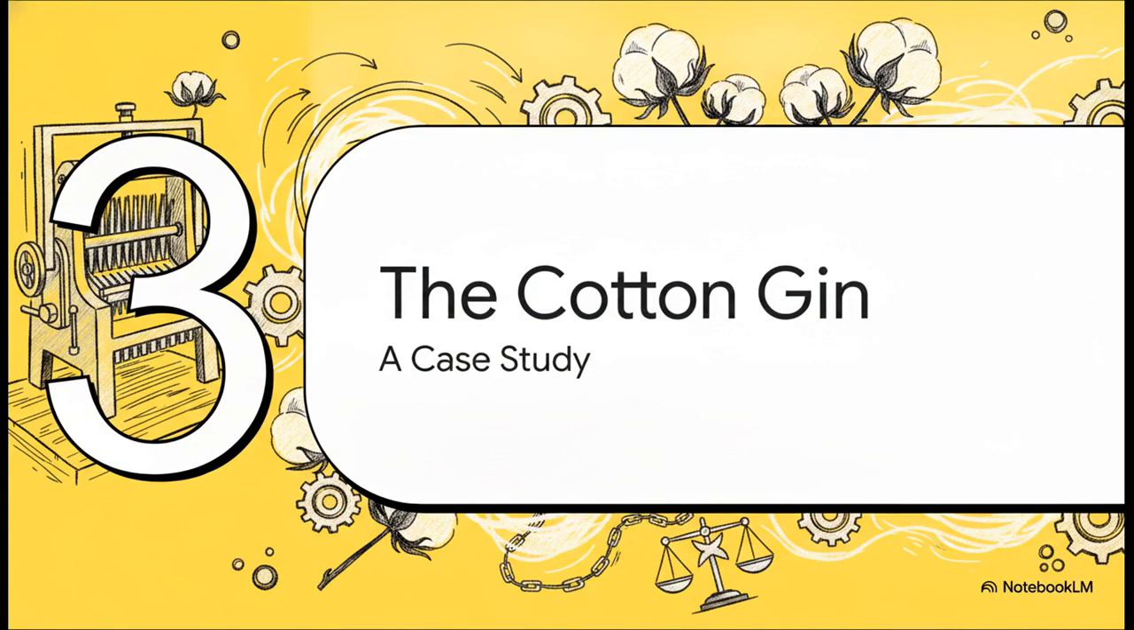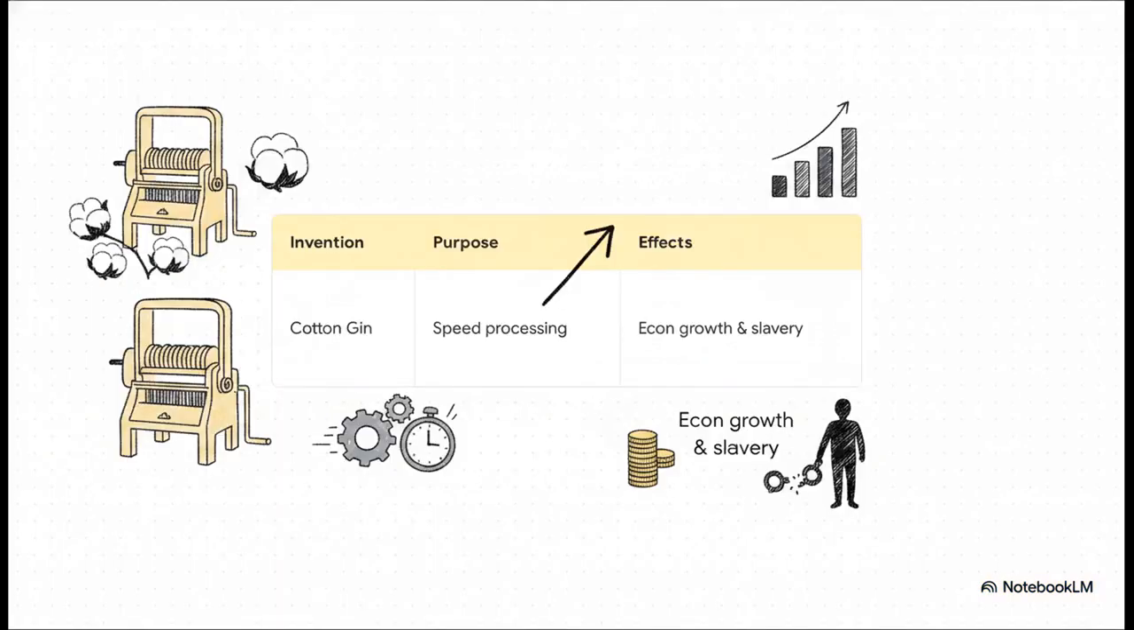Section 3. Case study, the cotton gin. To really cement this concept, let's look at a powerful historical example. When you're charting inventions, tracking the initial purpose alongside the final effects is absolutely crucial. Take the cotton gin. The purpose of this invention was super straightforward and completely well-intentioned: to speed up the incredibly slow and labor-intensive processing of cotton. But the effects that followed were massive and profoundly complicated.